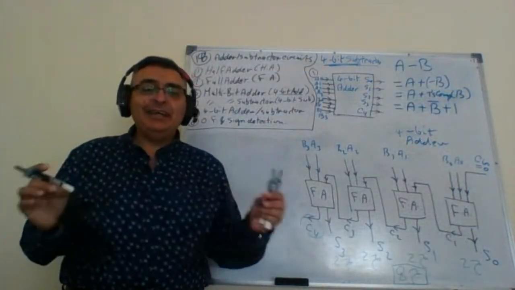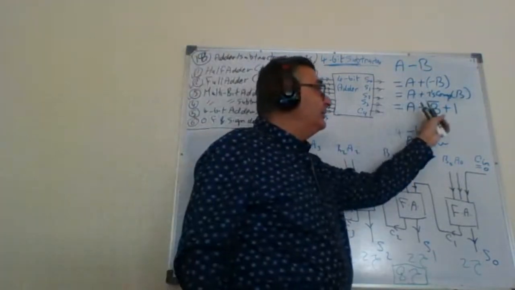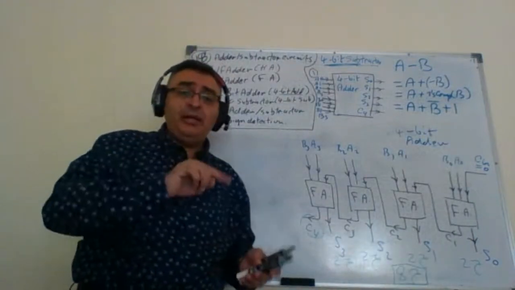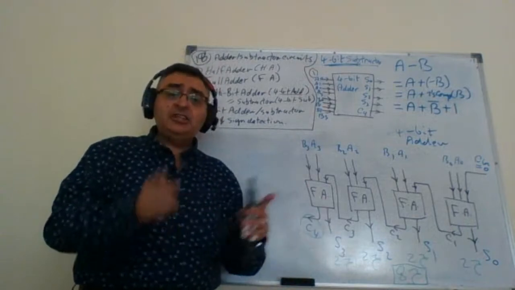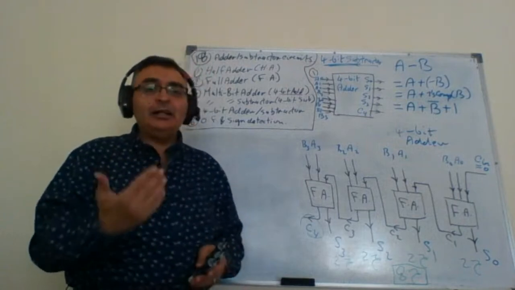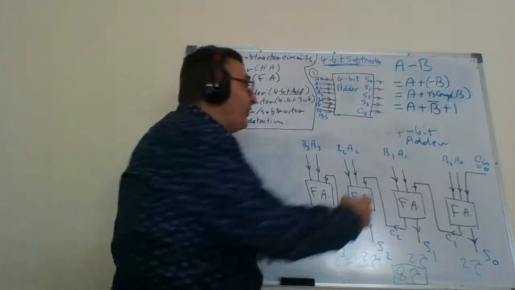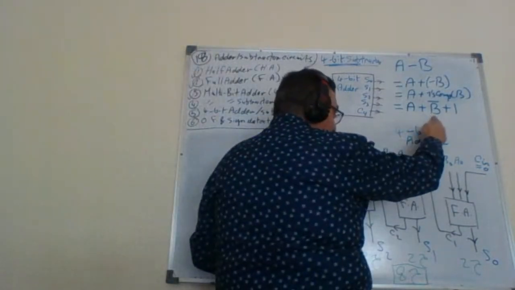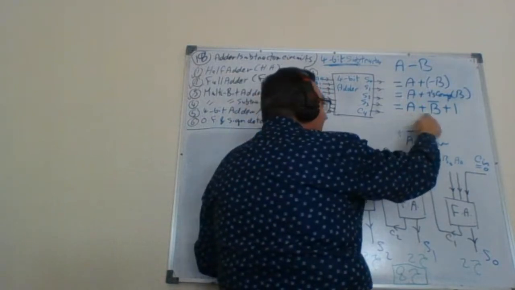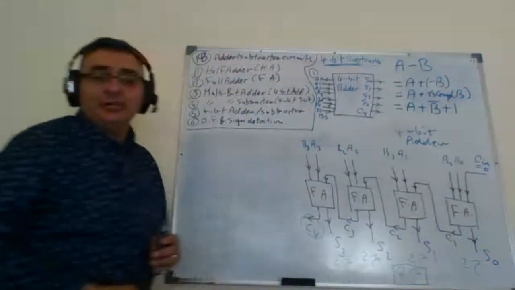This is a great method, because how can I get the B bar? B bar means the 1's complement of B, which means flipping each bit of B. If it is 0, I flip it to 1. If it is 1, I flip it to 0. What is the circuit that allows me to do that? Yes, it is an inverter. So if I invert each bit of B and add the B bar to A and add to all of this 1, I will achieve the subtraction.